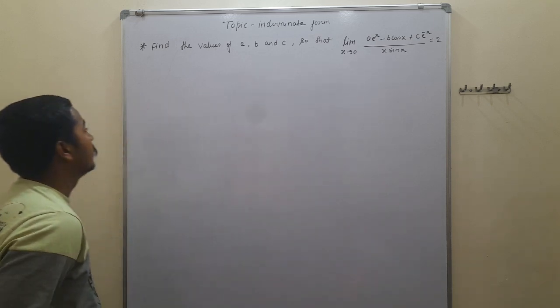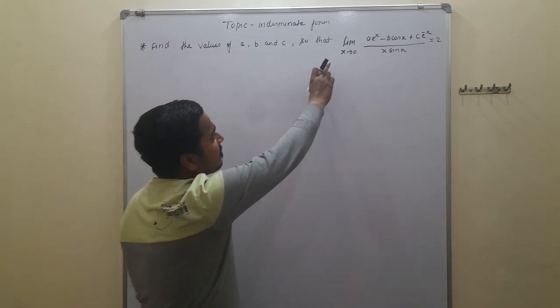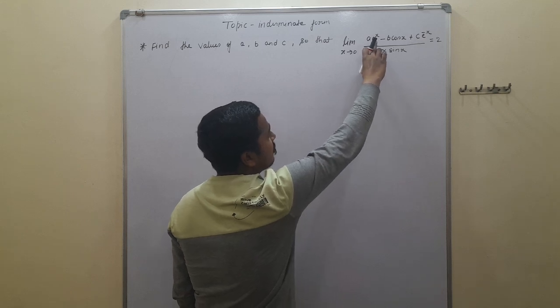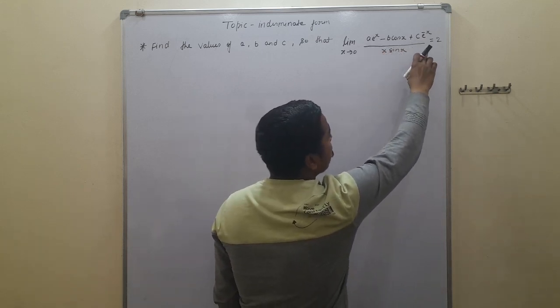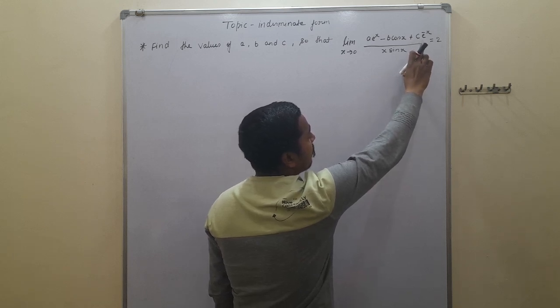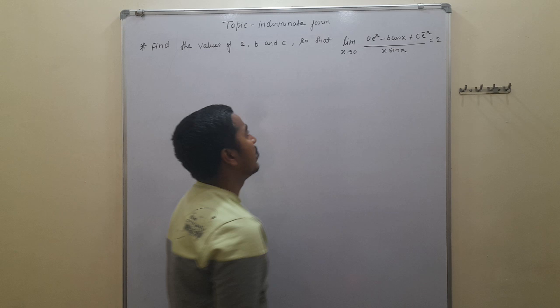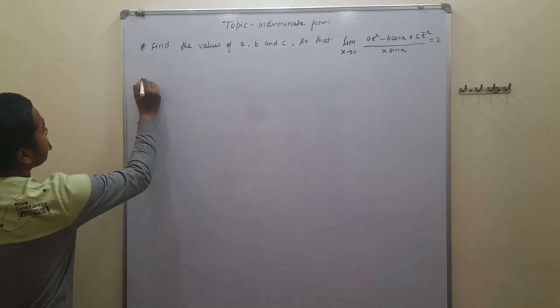Here in the question, find the value of a, b and c so that the limit as x tends to 0 of (a e^x − b cos x + c e^(−x)) upon (x sin x) is equal to 2, and we have to find the value of a, b, c. Let's solve the problem.